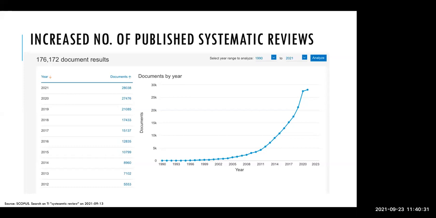Looking to the left, we can see that in 2010, 2012, there were about 5,000 systematic reviews published. 2015, just a couple of years after, we had doubled, right? And today, so far in 2021, there are 28,000 systematic reviews published based on Scopus. So from 2012 to 2021, the number of systematic reviews published has increased from 5,000 to 28,000, and 2021 has not even finished yet. So this is a very popular research methodology and publication type.